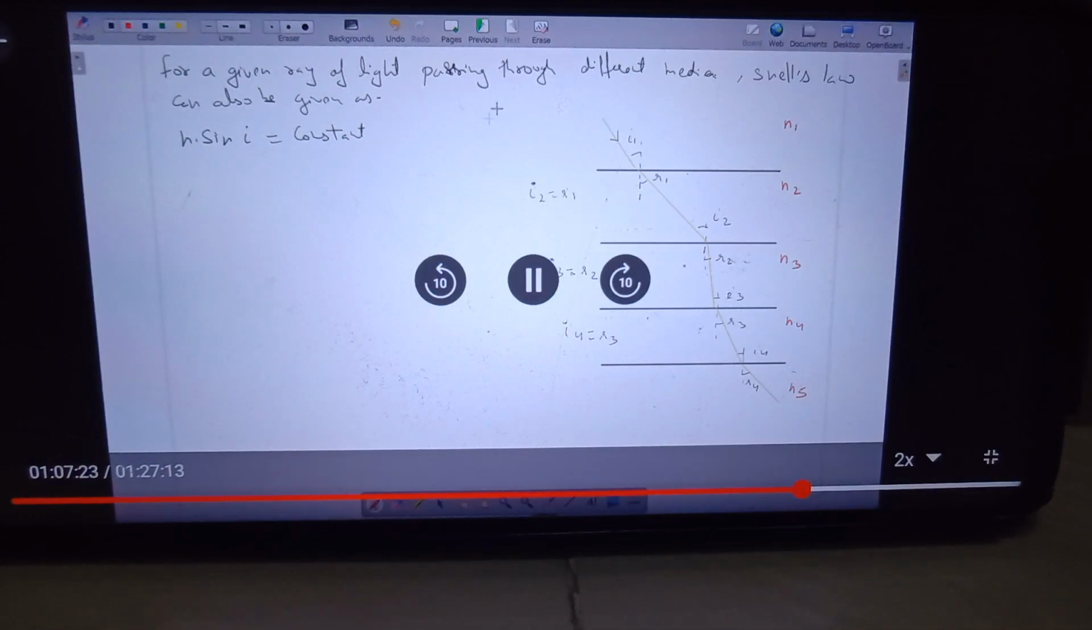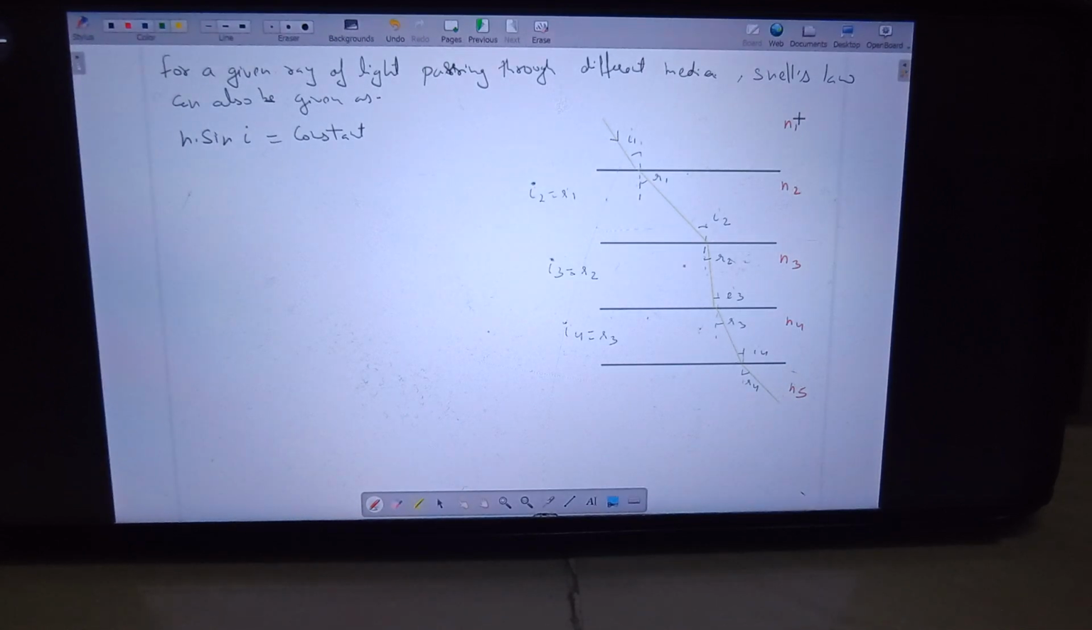Now, what this law says is that the product of the absolute refractive index of the medium and the sine of the angle the ray makes in that medium will always remain constant. That means if you move to the next medium, the absolute refractive index of that medium multiplied by the sine of the angle the ray makes in that medium will always be constant. That means every time the value will be equal to each other.